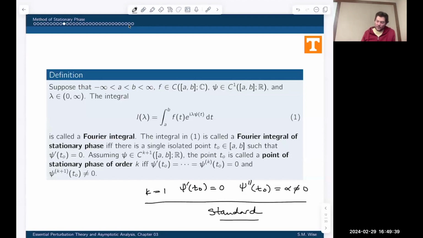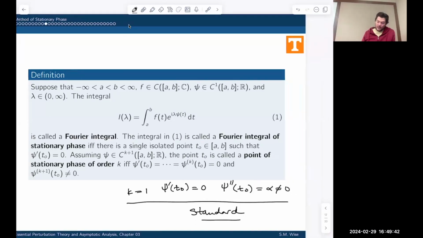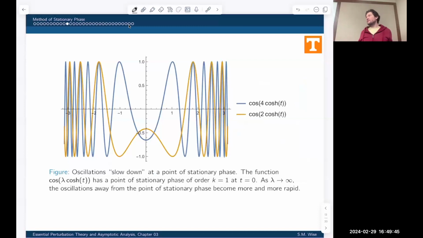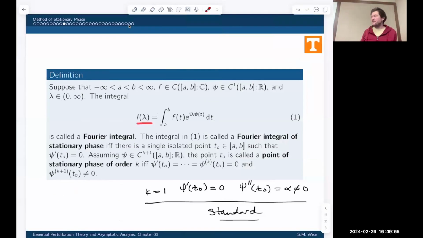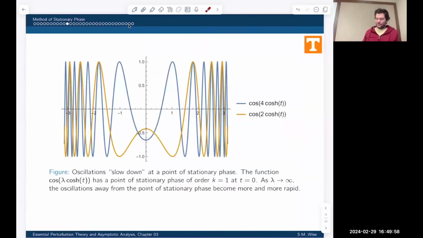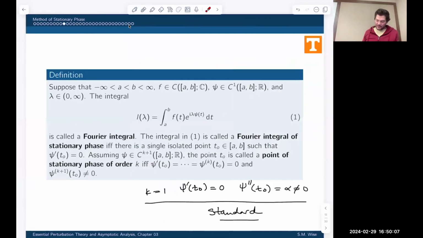Okay, so we're interested in these stationary phase integrals. Now, what does a stationary phase integral look like? Well, you can't maybe visualize an integral. An integral is a number, right? I guess you could visualize the value as lambda, the wave number, changes. But let's plot two different integrands of the type that we're interested in with these Fourier integrals. Now, I'm not writing these in exponential form. It turns out the exponential form is the simplest thing to deal with. But we could just think of, instead of the complex exponential, just sine or cosine. Like we could think about cosine of lambda psi of t. Okay, so that's the idea.